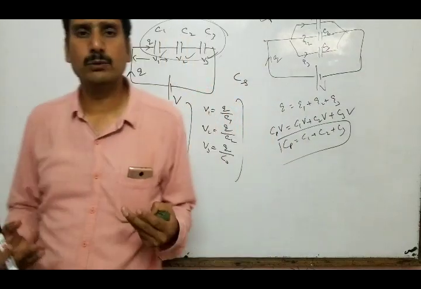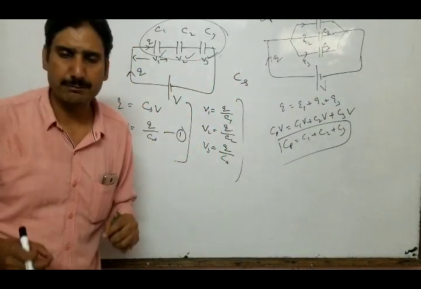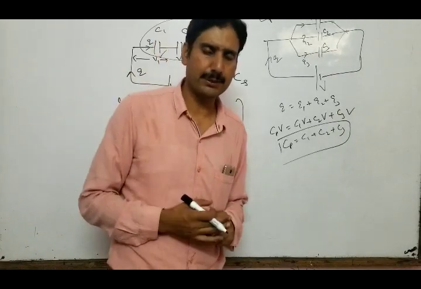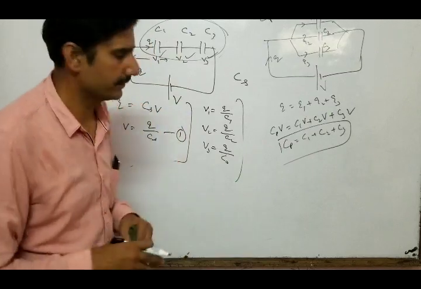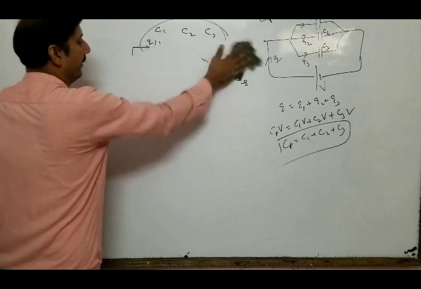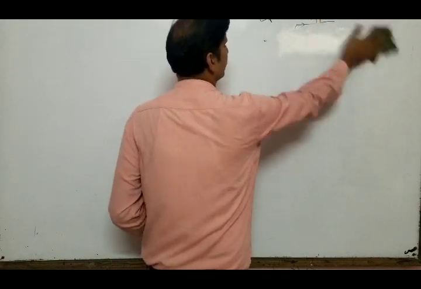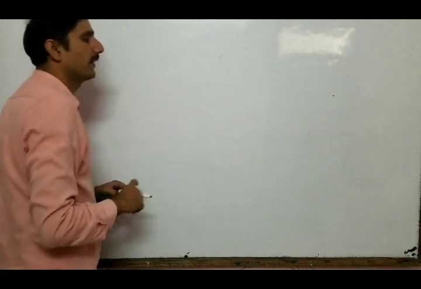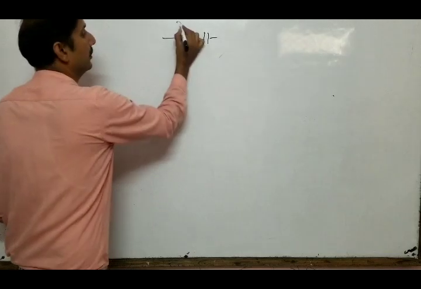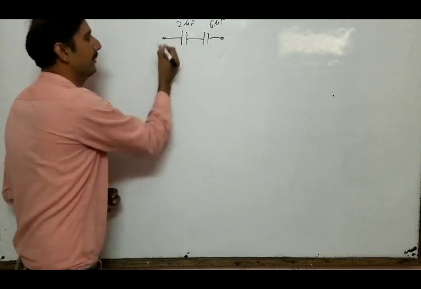So now let's start with numerical problems. And as I told you, I'll start from very basic, very simple questions. If you follow each and every step, you will be able to do all the questions. Let's say there are two capacitors, 2 microfarads and 6 microfarads. What is the effective capacitance?